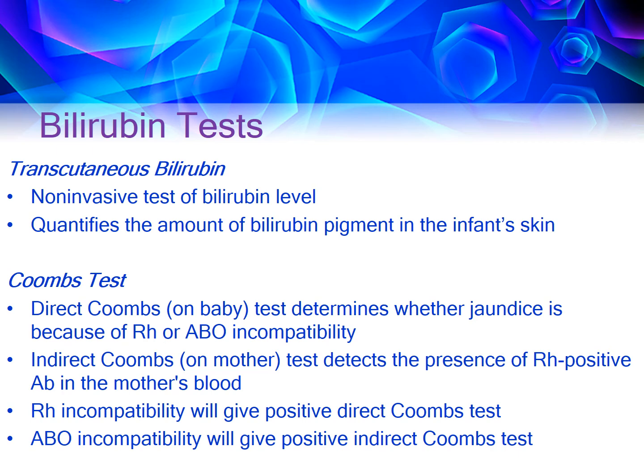All right, we have what's called the Coombs test. The direct Coombs is done on the baby, and this test determines whether jaundice is due to an Rh or ABO incompatibility. Indirect Coombs done on mom can detect if mom has developed any Rh positive antibodies in her blood. Rh incompatibility, if that is what the problem is, will give a positive direct Coombs test. If your baby's jaundice is from ABO incompatibility, we'll see a positive indirect Coombs test.